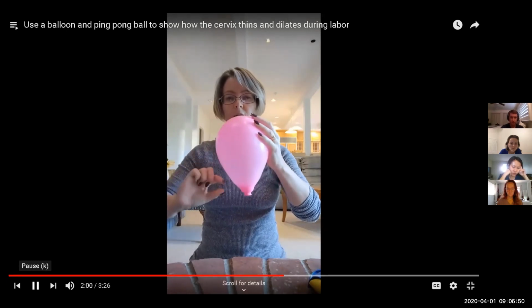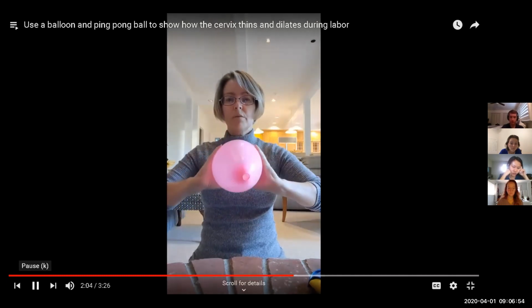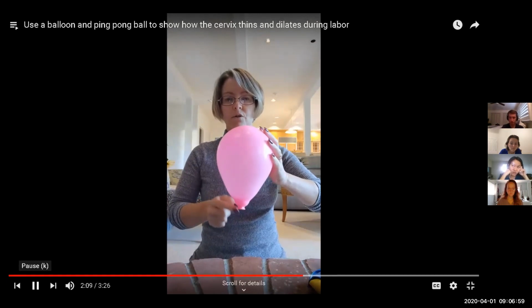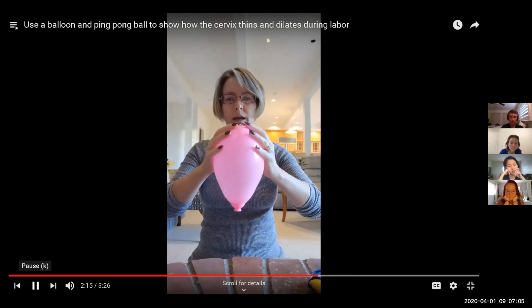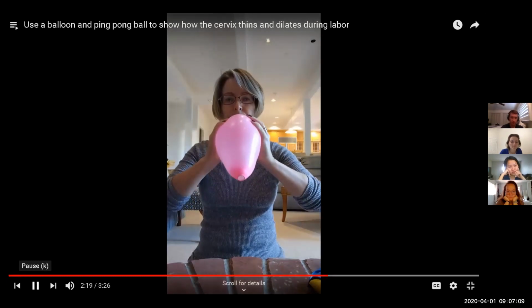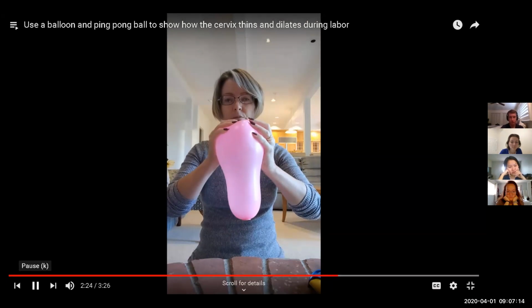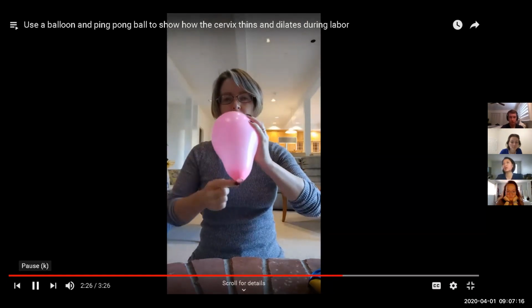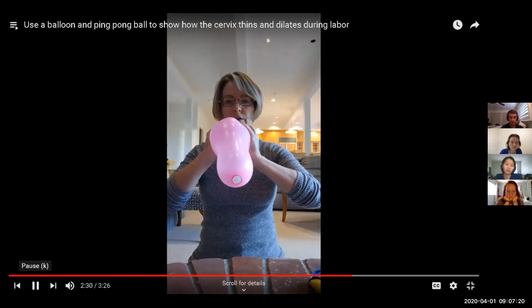And you can see how we're getting that effacement or thinning of the cervix down here, and not much dilation is happening while we're still working on shortening the cervix here. And this is a lot of the work that's going on in early labor. It's mostly about that shortening and less about the dilation. So once we get to much more effaced, much more thin, then we're going to start dilating the cervix there.